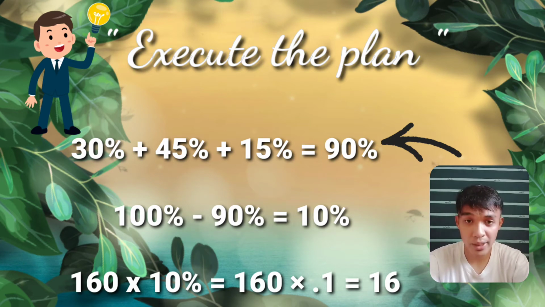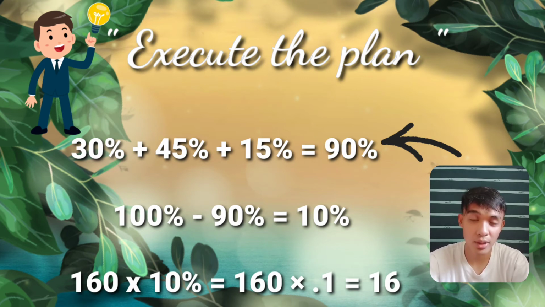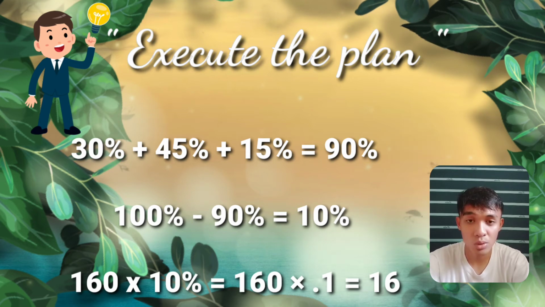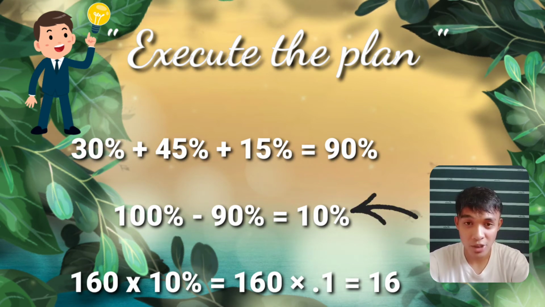On the first part of our solution, we just need to add the three given percentages in the given problem, which are 30%, 15%, and 45%. The total sum of those percentages will be deducted from 100%, and the answer to that will be the answer to the first question. So 100% minus 90% is equal to 10%. So the answer to the first question is 10%.